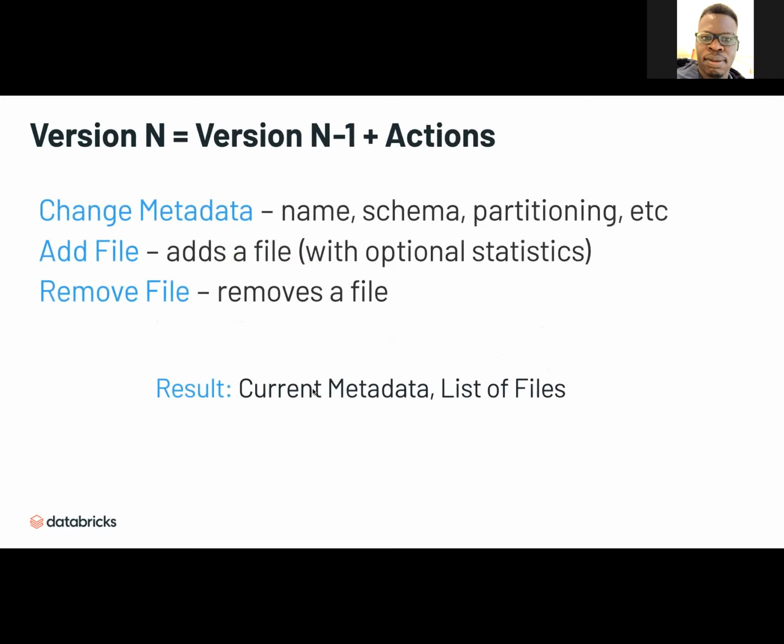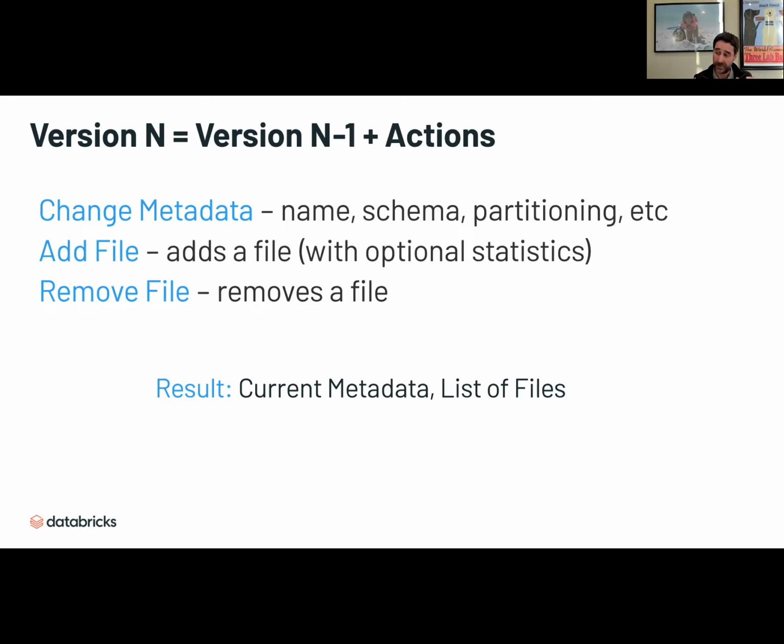So if we keep going, what you can think of as these versions: version N or version 1 is essentially version 0 plus some actions. And what those actions are is whatever was there before. It's the change in the metadata, also the adding and removing of files. The adding of files is anything that's either appended or updated in the Parquet files, and the removal of files is just that.